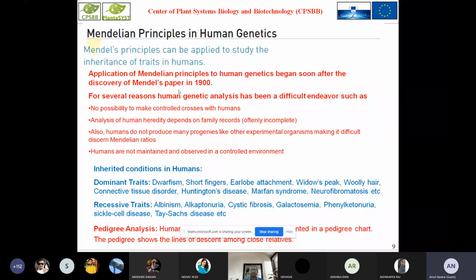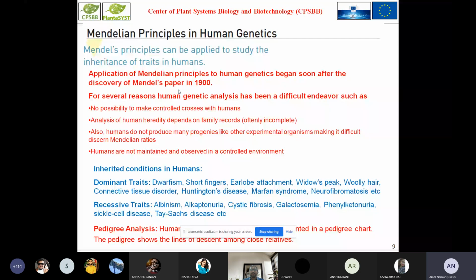Then there are other traits which are inherited by the recessive allele, like albinism, alkaptonuria, cystic fibrosis. For this class, we are going to see sickle cell disease and how its inheritance happens in humans. So basically, we will have one example for each, one for the dominant trait and one for the recessive trait, and how their inheritance happens in humans. That we will see in the next few slides.